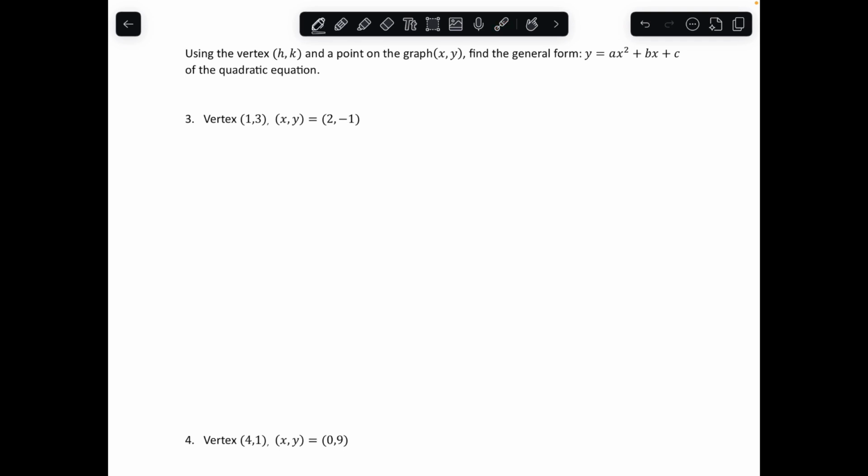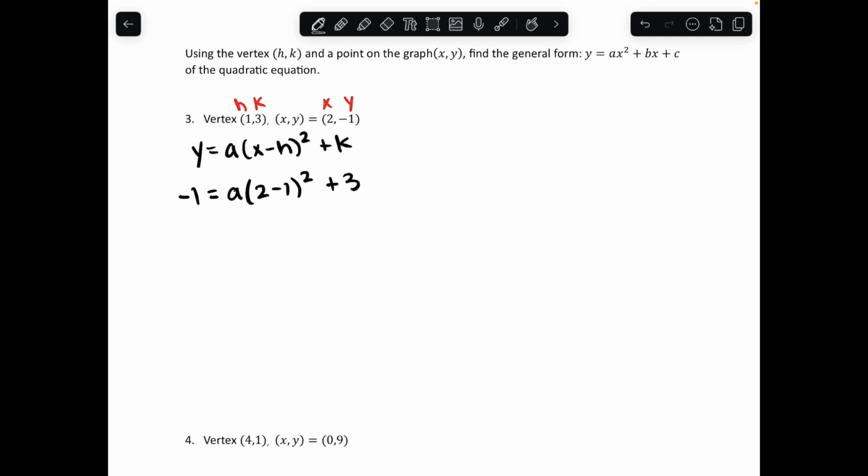So again, let's write our equation. y is equal to a times (x minus h) quantity squared, plus k. Now, in this case, h is equal to 1, k is equal to 3, x is equal to 2, and y is equal to negative 1. Now, let's go ahead and do the same strategy. So negative 1 is going to be equal to a times, in this case, x is going to be equal to 2. And we have minus h, so we have minus 1, quantity squared, and then plus 3.